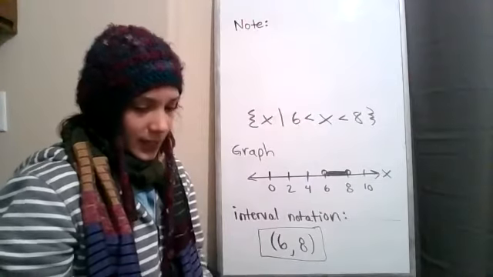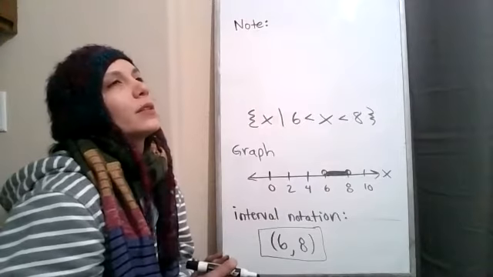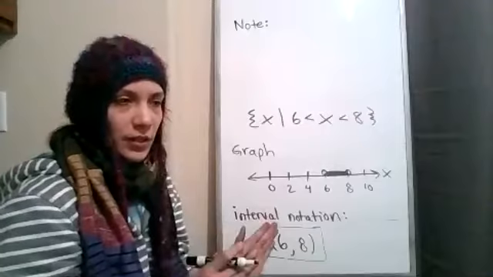Okay, so when you write a set in interval notation, the smaller number goes on the left.